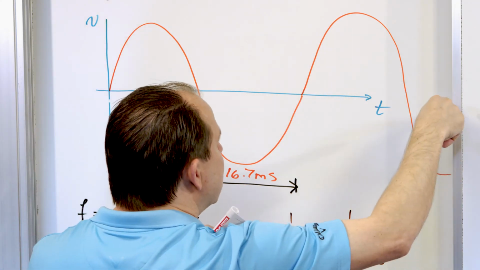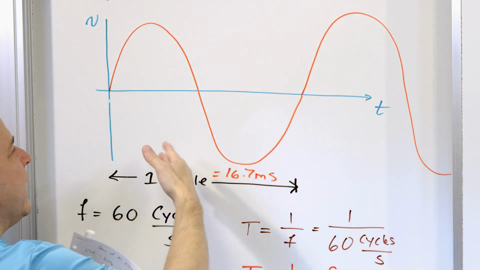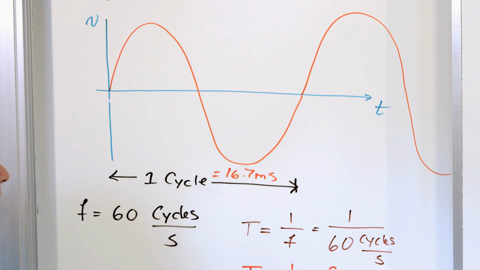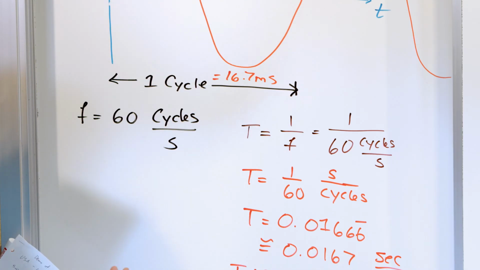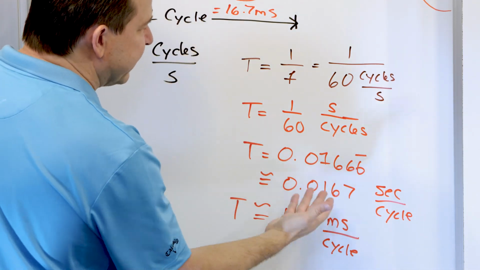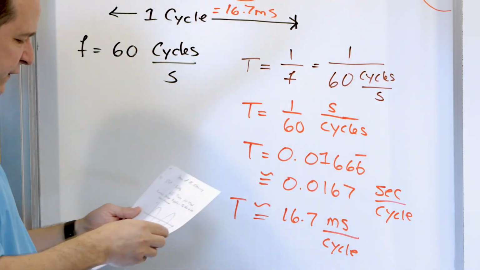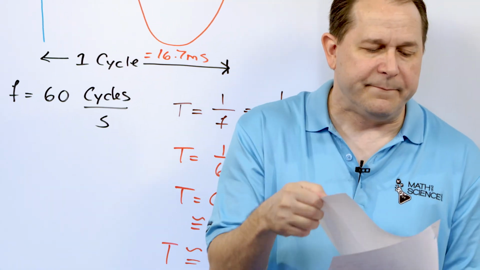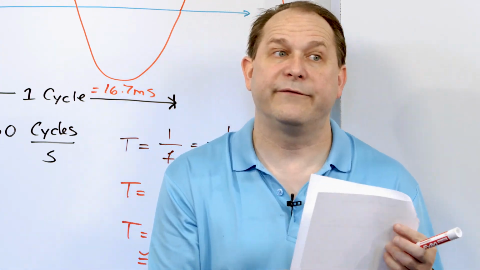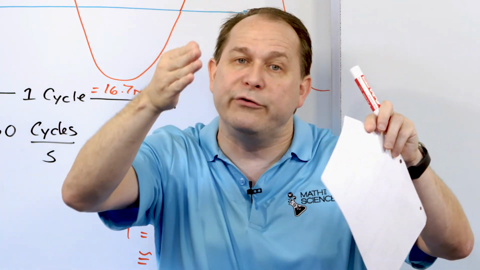And then the next cycle takes this long to occur, and the next cycle takes that long to occur, and so on. So you can express it in terms of frequency, 60 cycles per second, or as a period, this many milliseconds or this many seconds for every cycle to happen. All right? So that is what I wanted to talk about as far as the waveform. And that is a sinusoidal waveform.